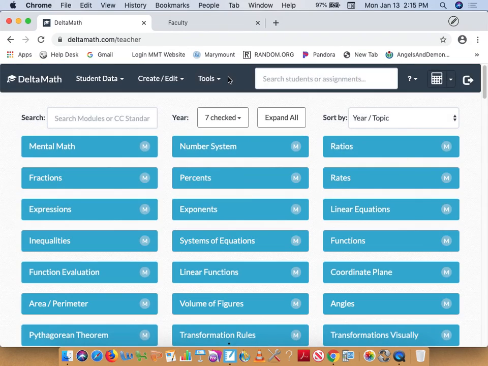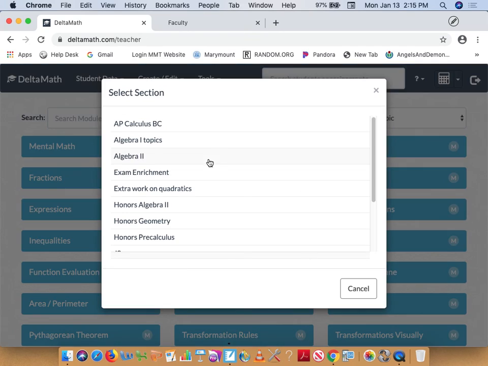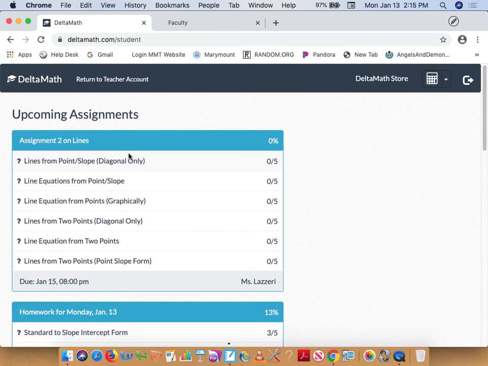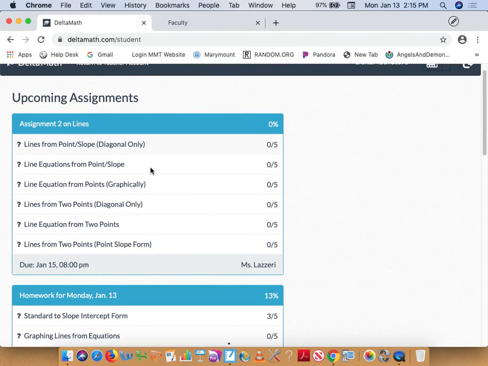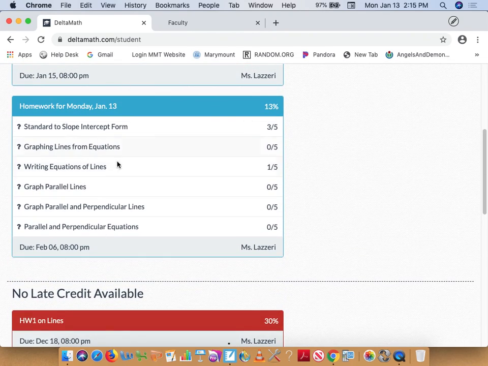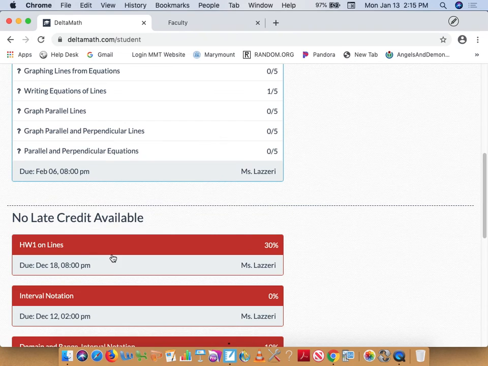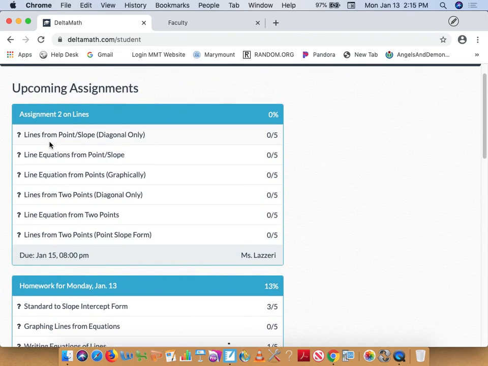All right, so here's going to be your view. We've done this before. It's not completely new. All right, here's Algebra 2. The next thing you actually see is the assignment for Wednesday. Do you see that assignment 2 on lines? But then down here, this one will just be open. In fact, I need to open this one too, homework 1 on lines. So I need to relabel these. This is really assignment 3.